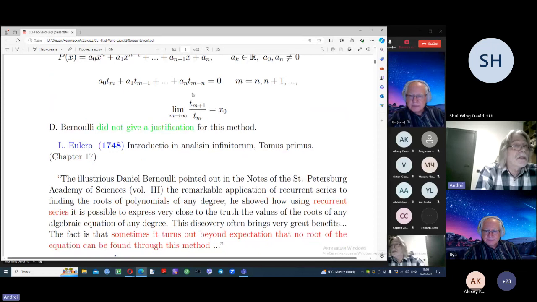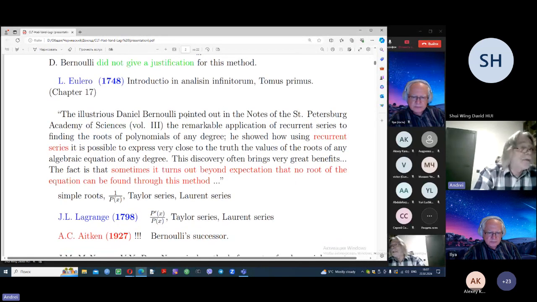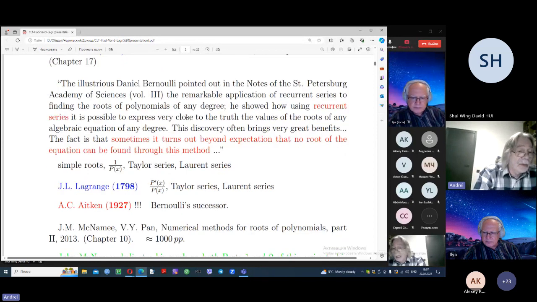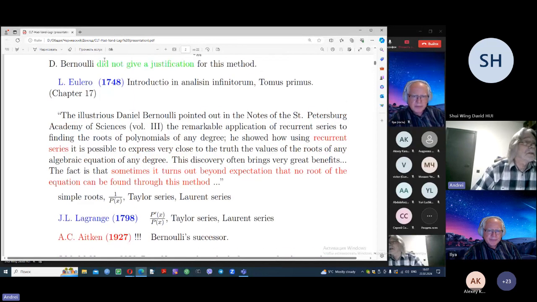we can find not only the largest or maybe the smallest in modulus root, but also some products of them. Again, the main result of Aitken is for when all the roots are different in modulus. So that's somehow the preliminary of this story.